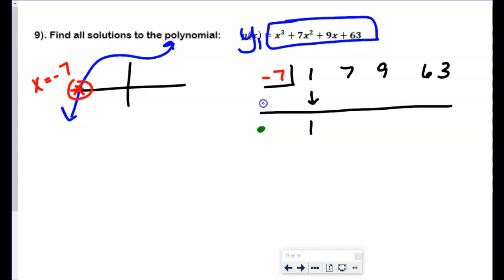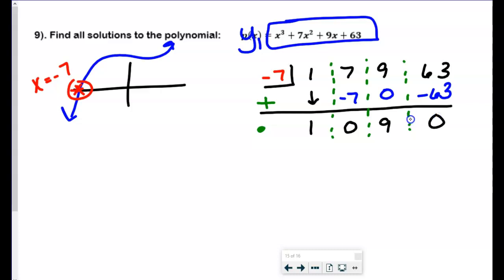Remember, if it's below the line, you multiply, and if it's above the line, you add. I like to put little lines in between them so I don't get my work all messed up. And because of how this question works out, we should get a remainder of 0. So 1 times -7 is -7, and we add that up and get a 0. 0 times -7 is 0, and we add that up and we get a 9. And then 9 times -7 is -63. And I'm feeling good because I just got a remainder of 0. So this is your remainder. It should be 0 in the fundamental theorem questions.